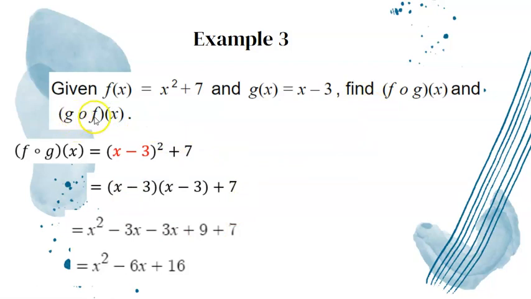Now, the second one, g of f of x, I'm plugging f into the g. So I'm plugging x squared plus 7 into the x over here that's subtracting 3. So I'm putting that in place of the x. And again, I have a parentheses, but I look in front. I don't have anything to distribute. And this time I don't have any powers outside, so I can drop the parentheses and go ahead and combine the 7 and the negative 3. So I get x squared plus 4.